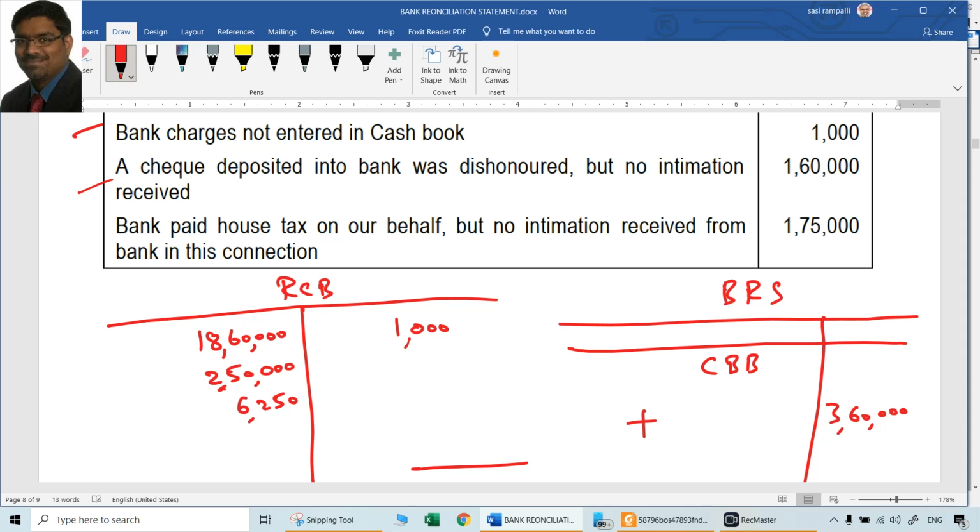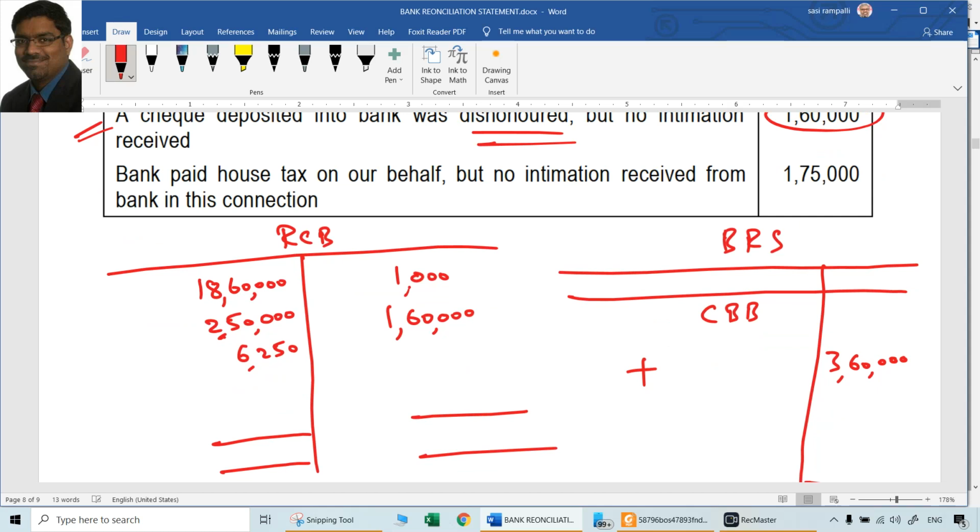Next, a check deposited into the bank was dishonored but no intimation was received. So check deposited means earlier we would have debited our cash book when we deposited that. Dishonored means ideally we should have credited that, that is, cancelled that. But we did not do that. Why? Because no intimation was there. Now we know that. Now we have intimation. So what can we do now? We can rectify this. Earlier what was deposited would have been debited. Now to cancel that we have to credit the cash book. 1,60,000.